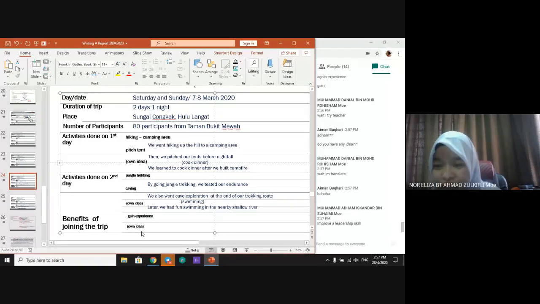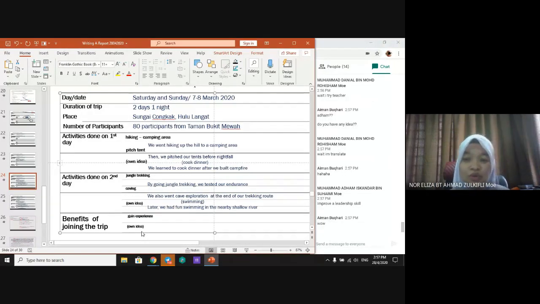Improve leadership skills. Yes, very good. You improve your leadership skill. Okay, improve leadership skill. Yes, of course. When you go there and you're in small groups, you're bound to be group leaders, right? Okay, when you become group leaders, you tend to build that leadership in yourself. Okay.